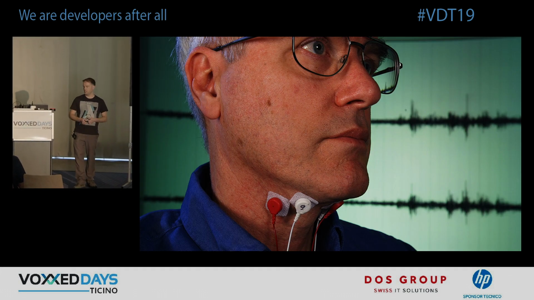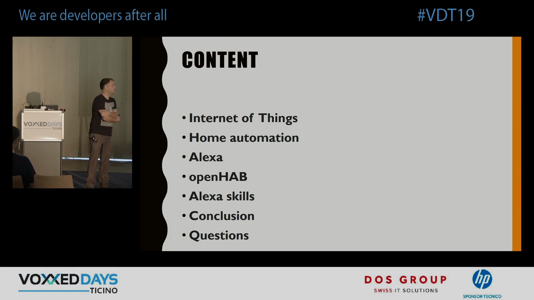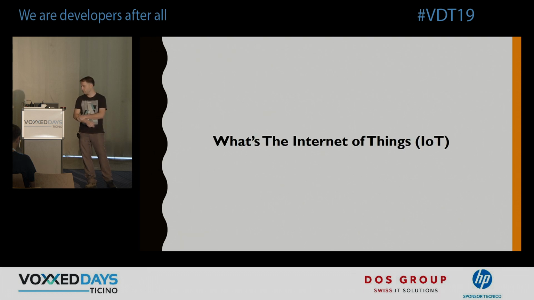So, voice recognition. What are we going to talk about? A little bit about the Internet of Things and home automation. Then a bit about how Alexa works, how we can use openHAB for home automation in combination with Alexa to automate our home. I will show you how you can create your own skills for Alexa, and skills are basically the same as apps for your smartphone. It's basically adding functionality to the voice recognition system. If you have any questions, you can also ask them in between if you want. You don't have to wait until the end.